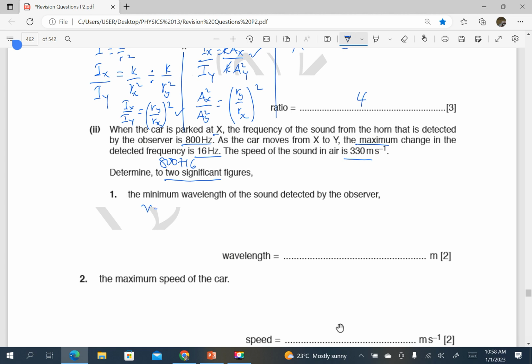So we know from the general wave equation, v equals lambda f, we want wavelength. Wavelength is minimum when frequency is maximum because they are inversely proportional. So minimum wavelength, lambda minimum, is going to be v over f maximum. So v is 330 and the maximum frequency is 800 plus 16. So I just press my calculator.